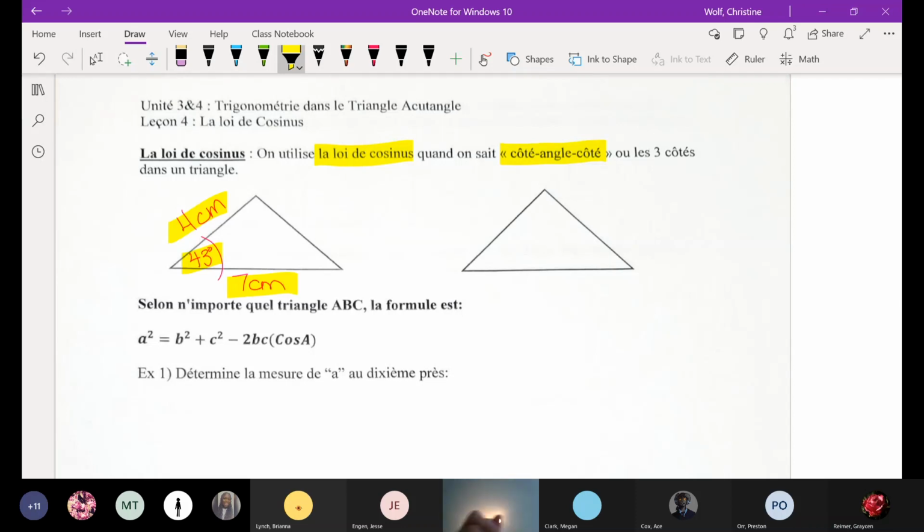Okay? L'autre cas où on utilise la loi de cosinus, c'est quand on sait les trois côtés. Right? So imagine que vous avez un triangle comme ça, où tout ce que tu sais sont les trois côtés. Côté, côté, côté. Ça, c'est un autre cas où on va utiliser la loi de cosinus.